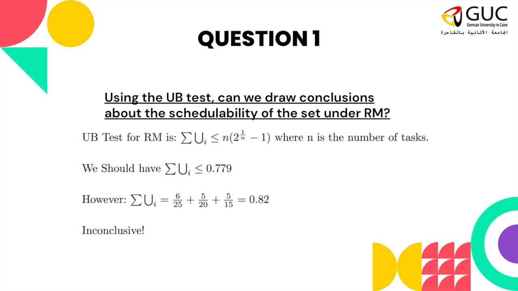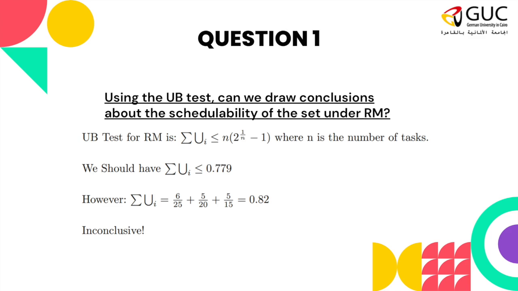equal to 1. However, if the summation of the utilization is greater than 1, greater than 100%, then this means an overload will occur, meaning that you need more than 100% of the CPU resources, which is impossible. Therefore, it is not schedulable under RM. So if the summation of the utilization is greater than 1, it is 100% not schedulable.